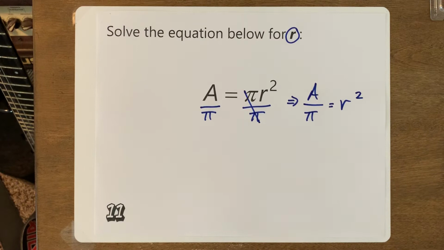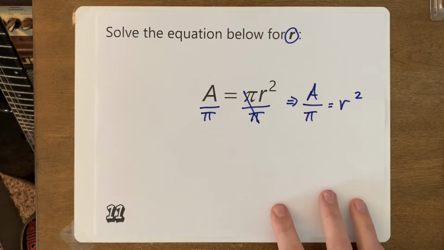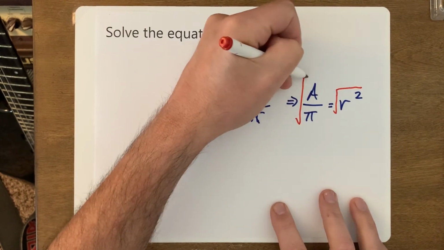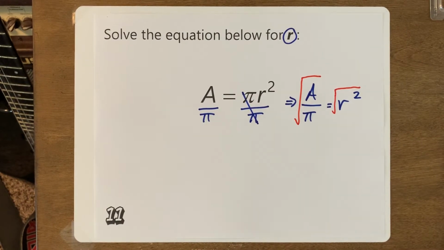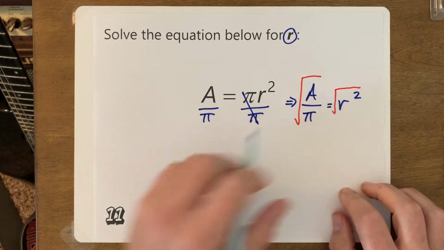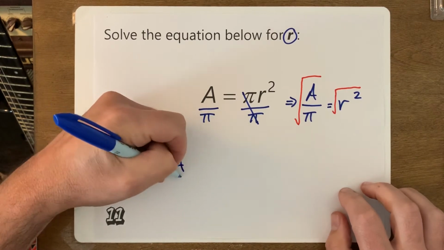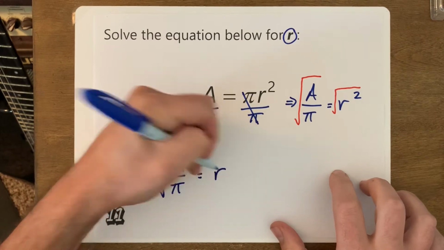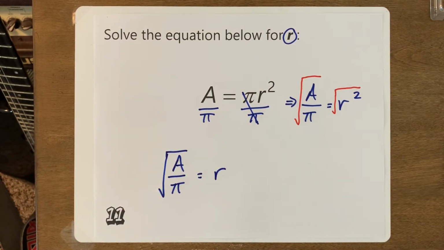So now I have a problem. It's not r, it's r squared. So how do I get just a plain r on both sides? Well, the only thing that's going to kill off this square is a square root. It's the only thing that's going to get rid of it. So I have to take the square root of both sides like that. Now, as we've seen in other videos, especially with rational exponents, a square and a square root are inverses. They cancel each other out. And so now I have the square root of a over pi equals just a plain r now. And that would be the final answer for that one.